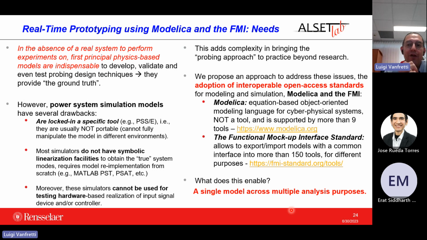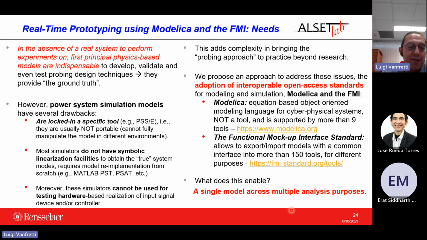Now, you heard me mentioning these Modelica models to generate the data and play as if it was the real measurements. Well, I cannot do experiments because I don't have a real system to do experiments on, and I'm not in the club of the BPA and the people that work with them that do the real world experiments. So I cannot do them, but in the absence of that, we can use first principles, physics-based models. They're indispensable because they can provide you the ground truth to develop these methods.